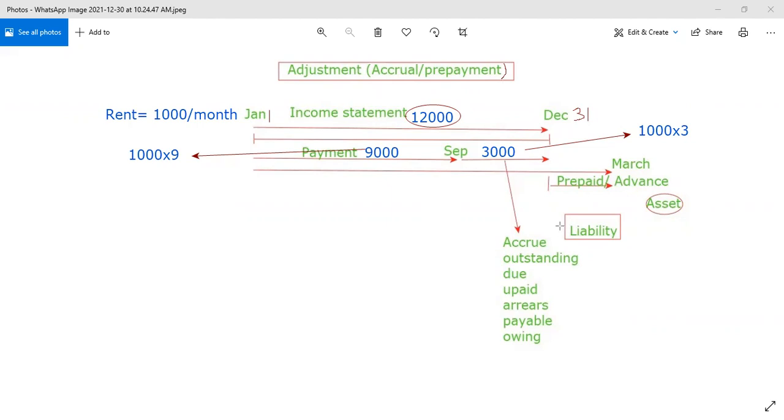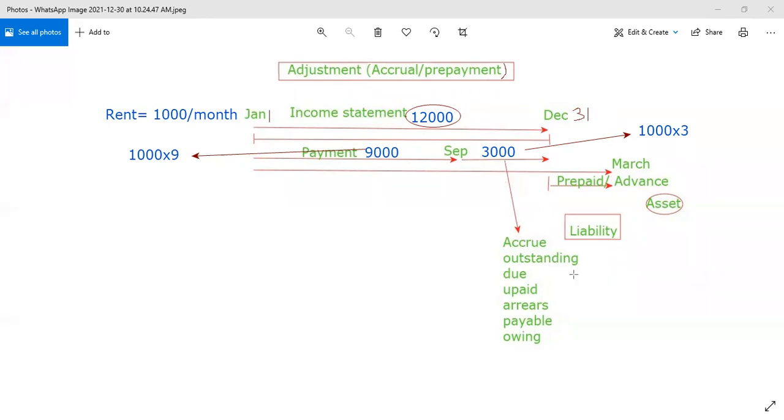But right now, the situation is 12,000 total expenses, and you have paid up to 9 months. So that is 1,000 into 9, 9,000 payment. The payment is different from expenses. That is accrual accounting. You still owe 3 months of rent, October, November, December, so 1,000 multiplied by 3, that is 3,000. That is your outstanding, accrued, due, unpaid, arrears, payable, whatever you can call it. And in examination, you can find different wording, but it has the same meaning.